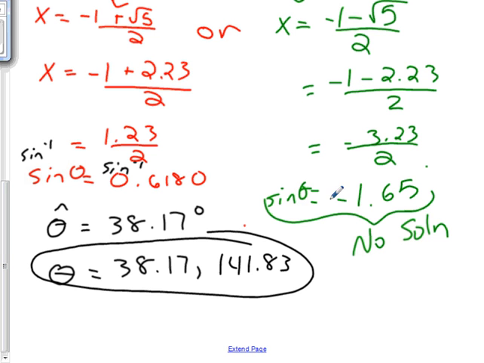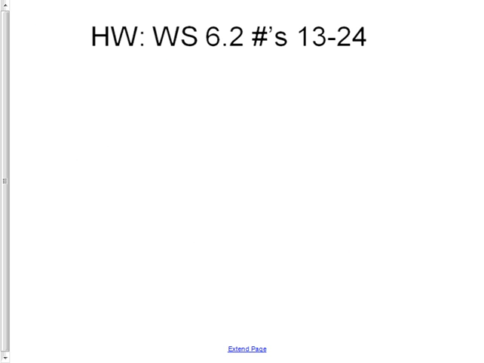So as you're following along, I'm running out of time here. Notice there is no solution here, because that's outside the range of sine. Remember, sine has to be between 1 and -1, and that's -1.65. Hopefully that makes sense. We'll spend some more time in class, but otherwise, I'll see you next time.